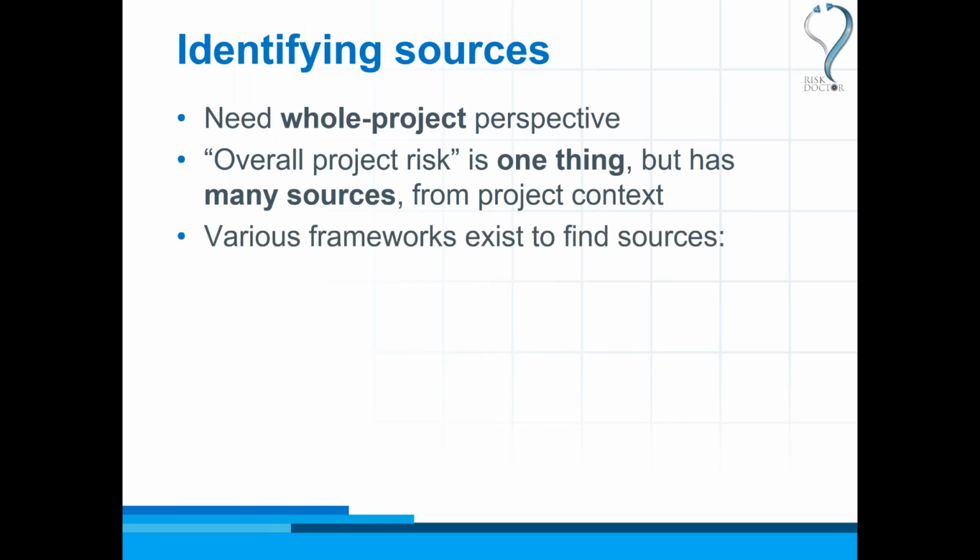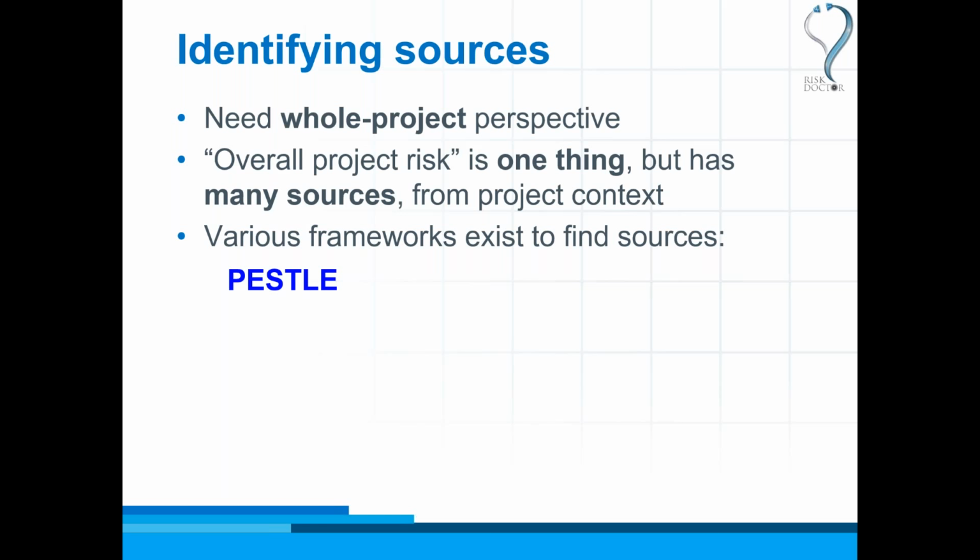And there are a number of frameworks that we can use to find sources of overall project risk. And you might have heard of some of these. Perhaps the most famous is the PESTLE framework. Now, these letters all stand for something. I'm going to tell you what they are, but there's a paper in the documents section of the webinar, you can download a paper which is linked to this presentation, and all of these abbreviations are listed in the paper. But PESTLE is like a checklist.